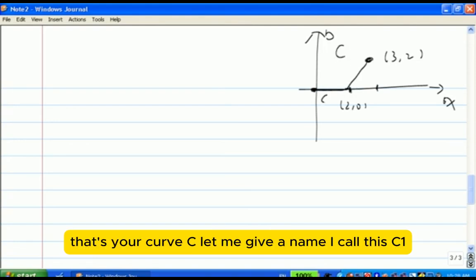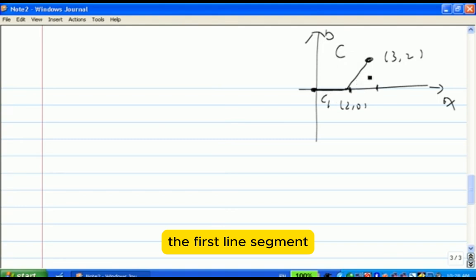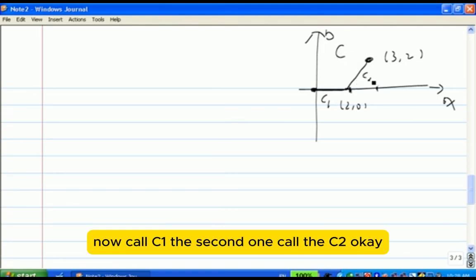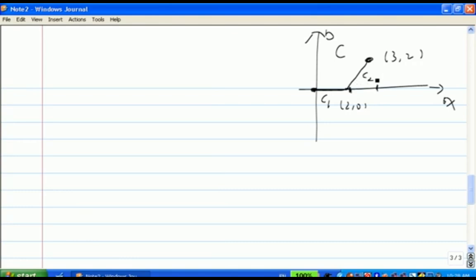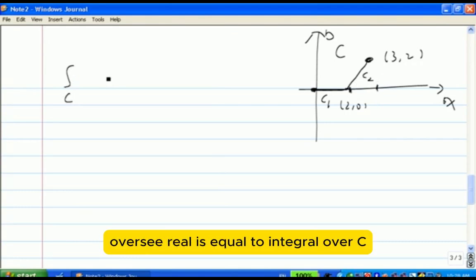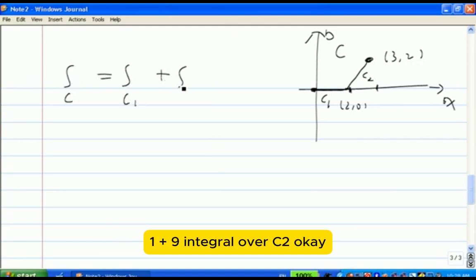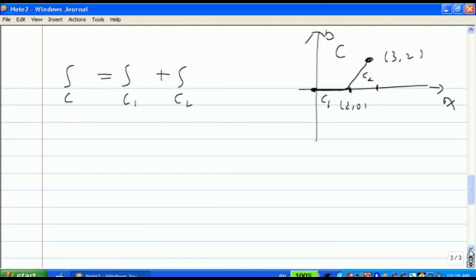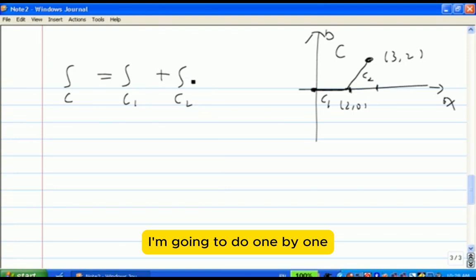Let me give them names. I call the first line segment C1 and the second one C2. Then your integral over C really is equal to the line integral over C1 plus the line integral over C2. Now I'm going to do them one by one.